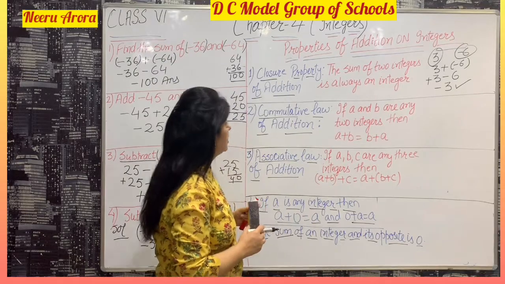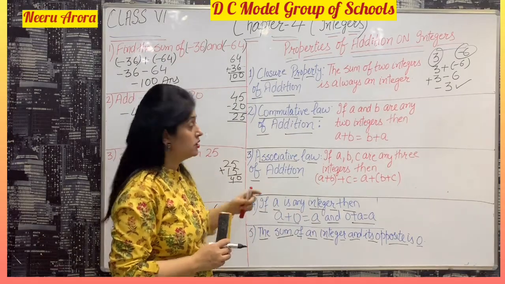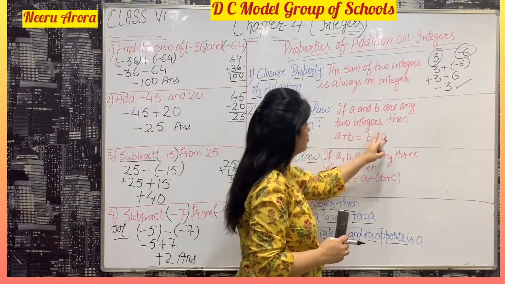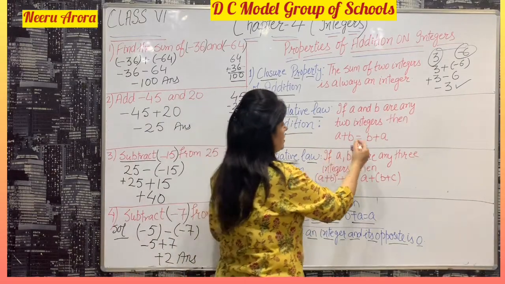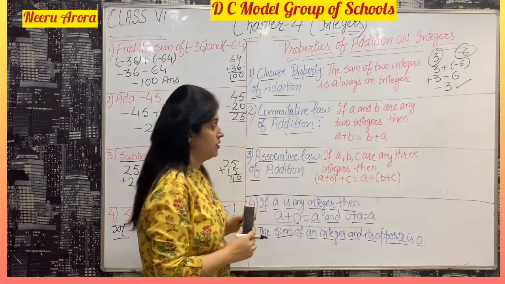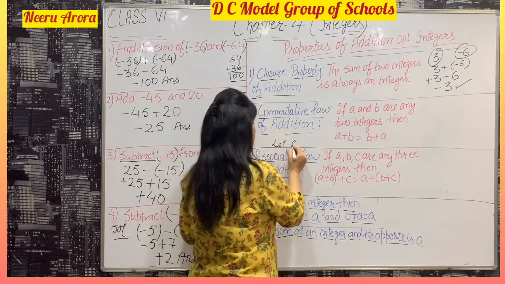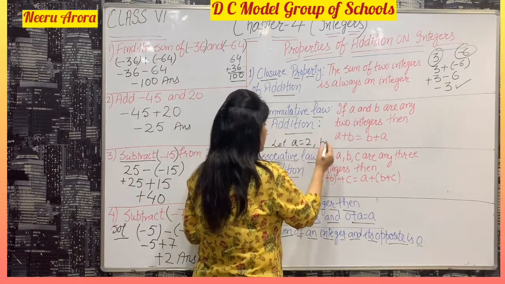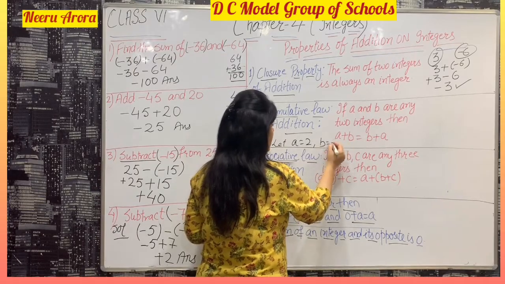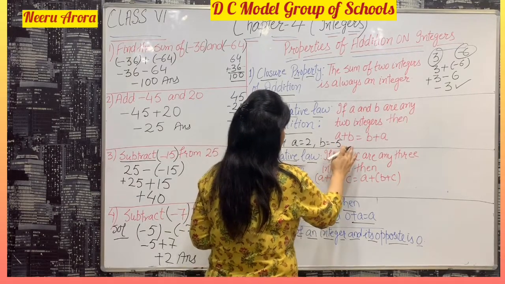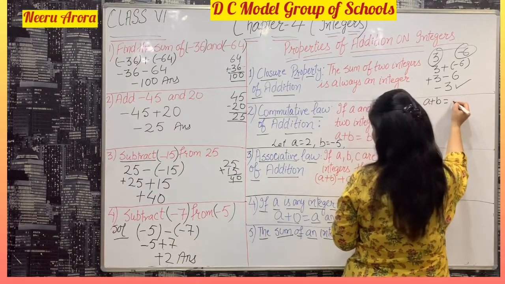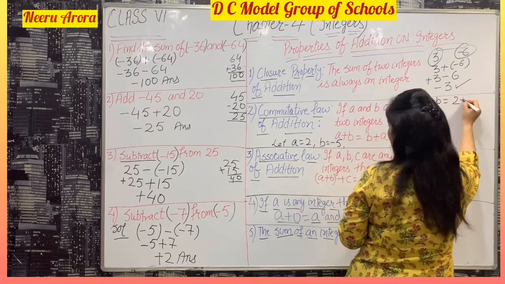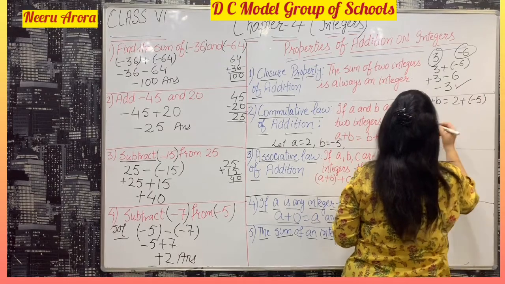Next property, commutative law of addition. Suppose a and b are any two integers, then a plus b is equal to b plus a. So let us suppose a is 2 and b is minus 5. So let's see a plus b. What does a plus b come to? 2 plus, b's value is minus 5.